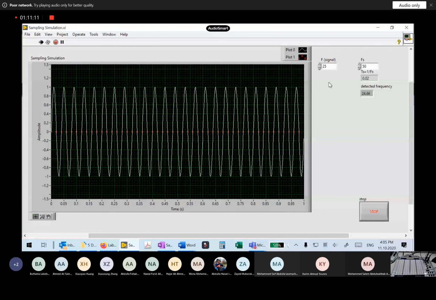Shabab, can you tell me what do you see? Here, my white signal is the real one, but what can you say about the red signal, the acquired signal? You mean the Fs signal? The red one, this is the sampled version. You see here the red dots, can you see them? Yes. So what's the value of the acquired signal?